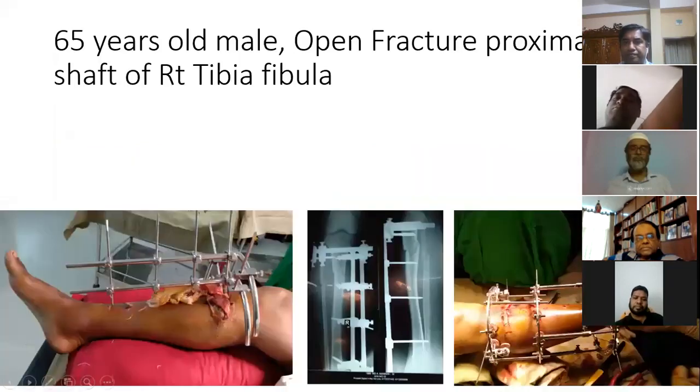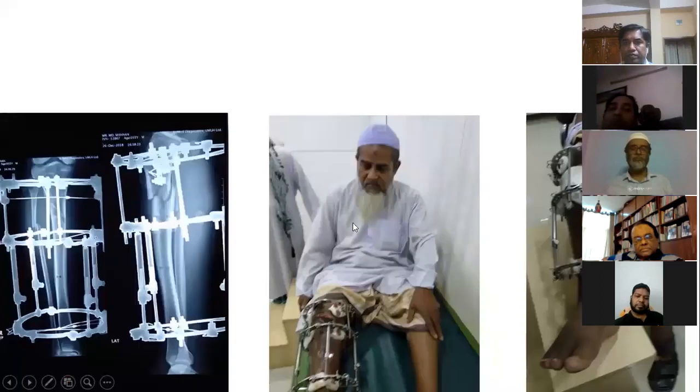And I just want to show another picture. A 65-year-old male, open fracture, proximal shaft of right tibia and fibula. You can see the patient came to me with this external fixator with a C-ring. And here is the X-ray, fracture of the upper shaft of tibia and fibula, treated by the Ilizarov method. And he is an old man, you can see, a nicely constructed frame.